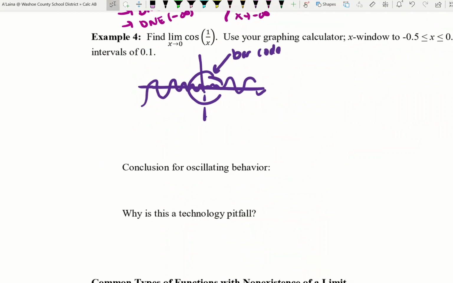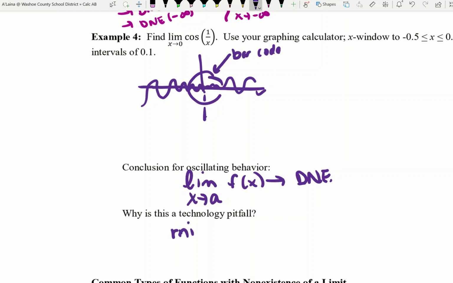And since we're not approaching a specific height here, at whatever value we're looking at, in this case 0, we're going to say that limit does not exist. This is a little pitfall for our technology, because if we don't look carefully, we might be fooled. If we had not zoomed in, we might have thought this limit approaches a height of 0, but it wasn't actually true.